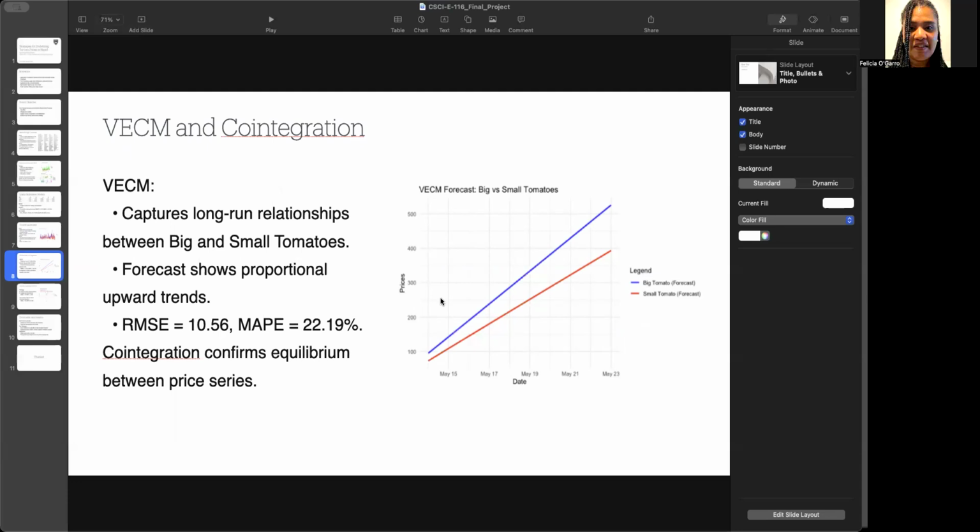Another model that I worked with was the VECM, where initially I had performed co-integration and found out that co-integration actually existed, which confirmed the equilibrium between the different price series. So as far as this model, it captured the long run relationships between the big and small tomatoes. And the forecast showed proportional upward trends for both.